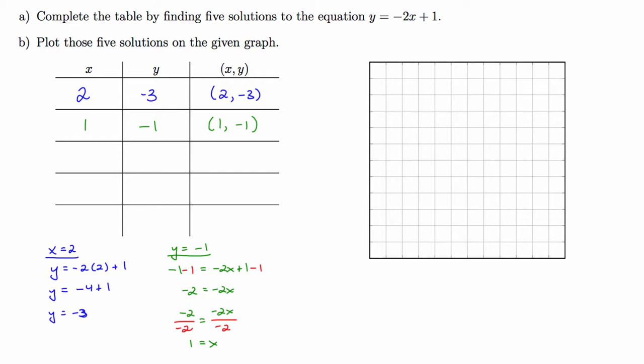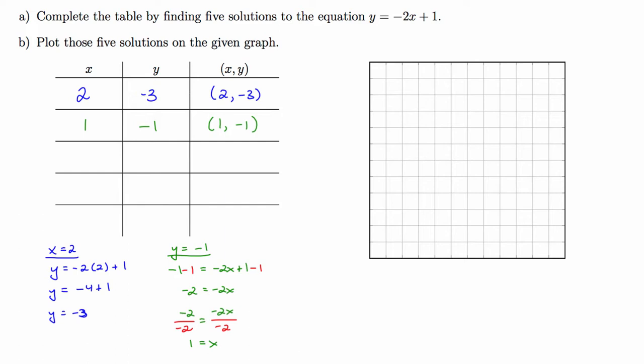So another solution for this equation is 1, negative 1. Now hopefully you recognize the amount of work we had to do to find that second solution was more involved than the work it took to find the first solution. Because the equation is already stated as y equals, the equation is already solved for y. So if I can pick x values, the work I need to do will be much simpler. So we'll go back again, we still need 3 more solutions, and I will begin again picking values for x.